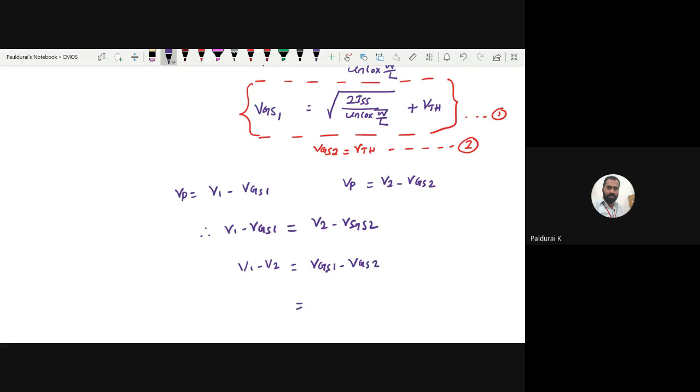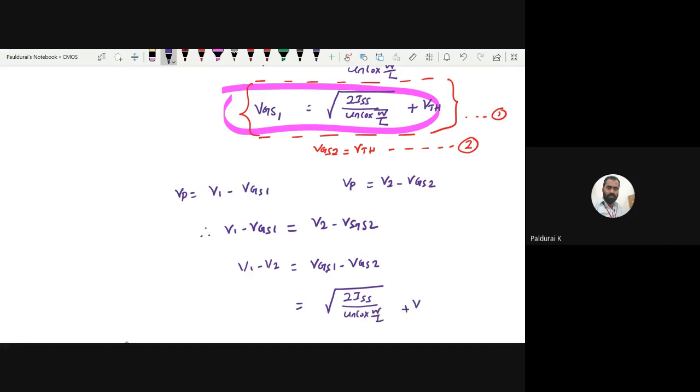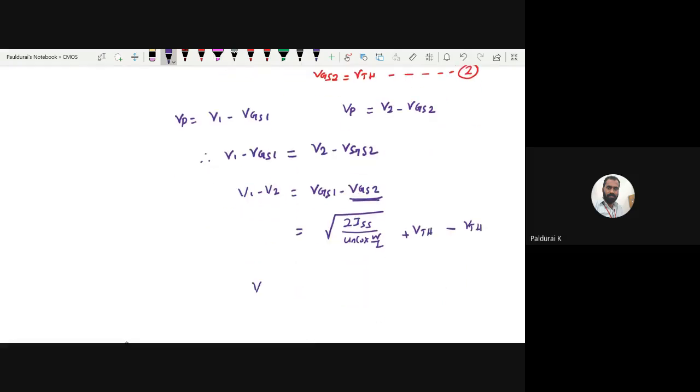What is VGS1? That I know. This is my VGS1, right? So VGS1 is square root of 2 times ISS over mu n Cox W over L, plus VTH. Minus VGS2, which is VTH. So V1 minus V2 equals, this VTH gets cancelled, so we end up with square root of 2 times ISS over mu n Cox W over L. This result is quite interesting.